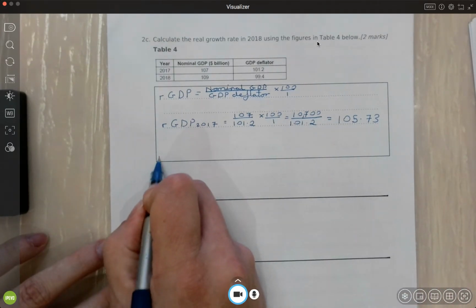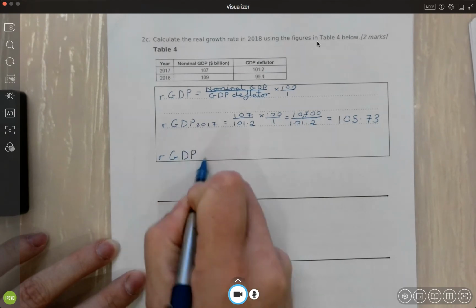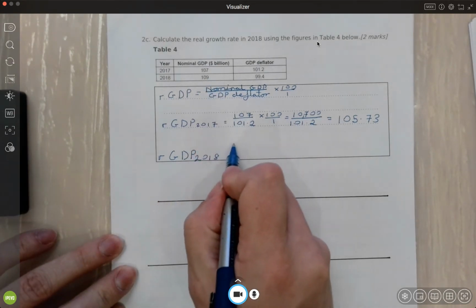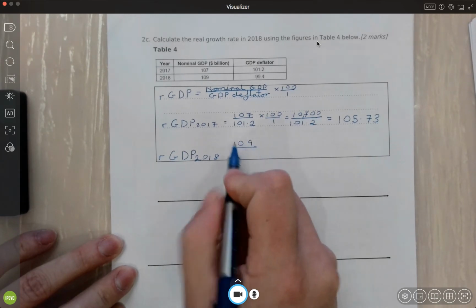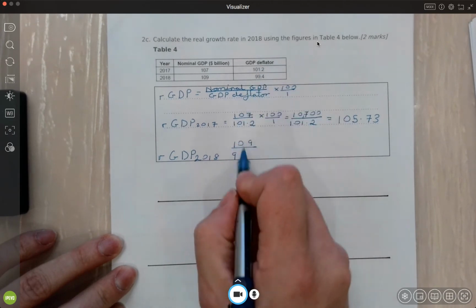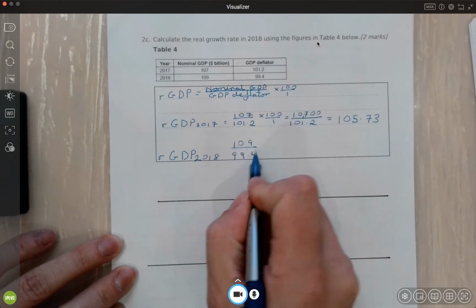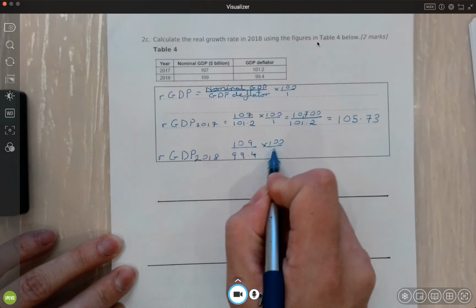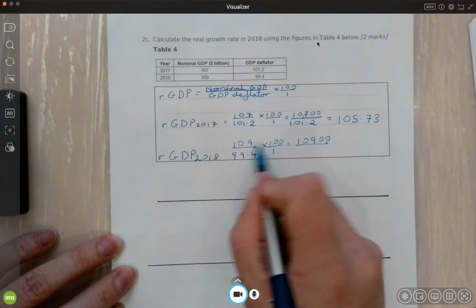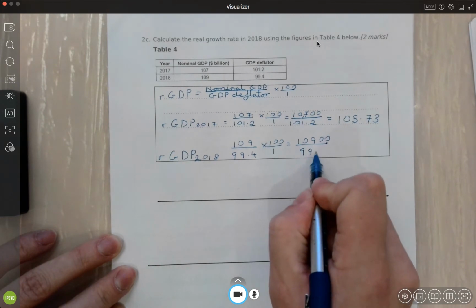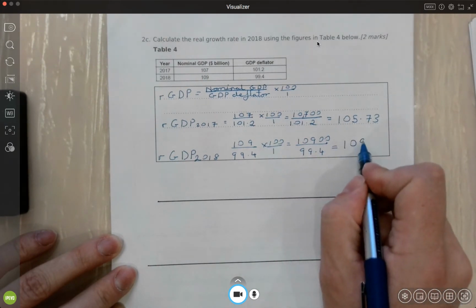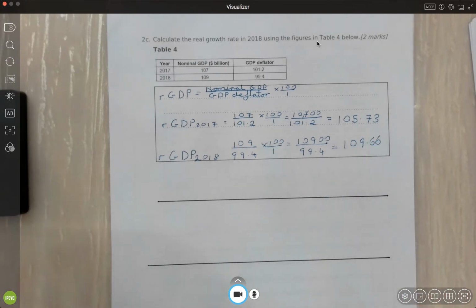Now, the real GDP for 2018, well, what does that equal? Well, that equals nominal GDP, which is 109, over the GDP deflator. So we've actually had deflation now because the GDP deflator has gone down in 2 consecutive years, multiplied by 100 over 1, which equals 10900, just adding 2 zeros, over 99.4, and that I have equaling as 109.66 rounded to 2 decimal places.